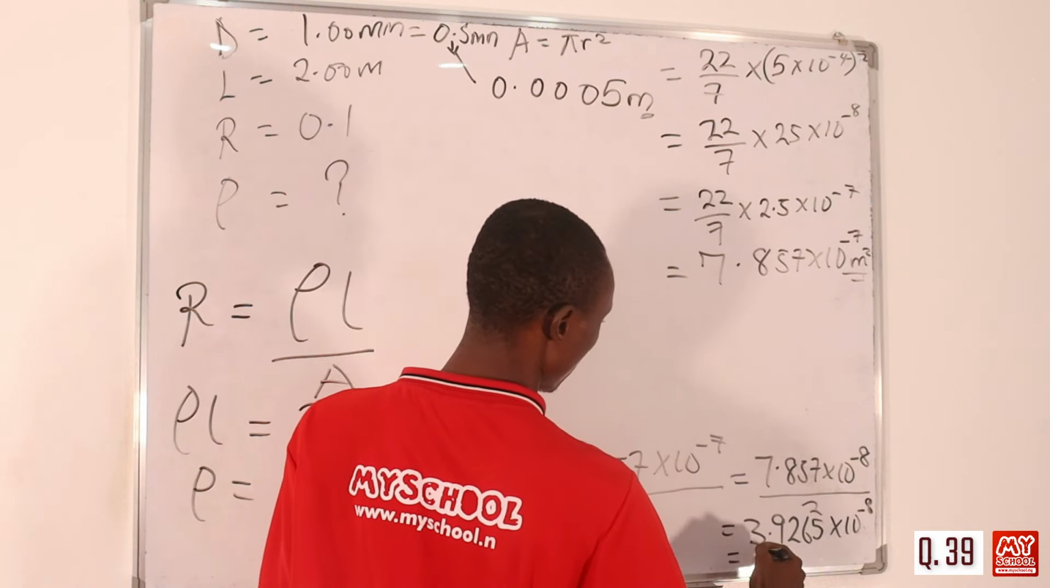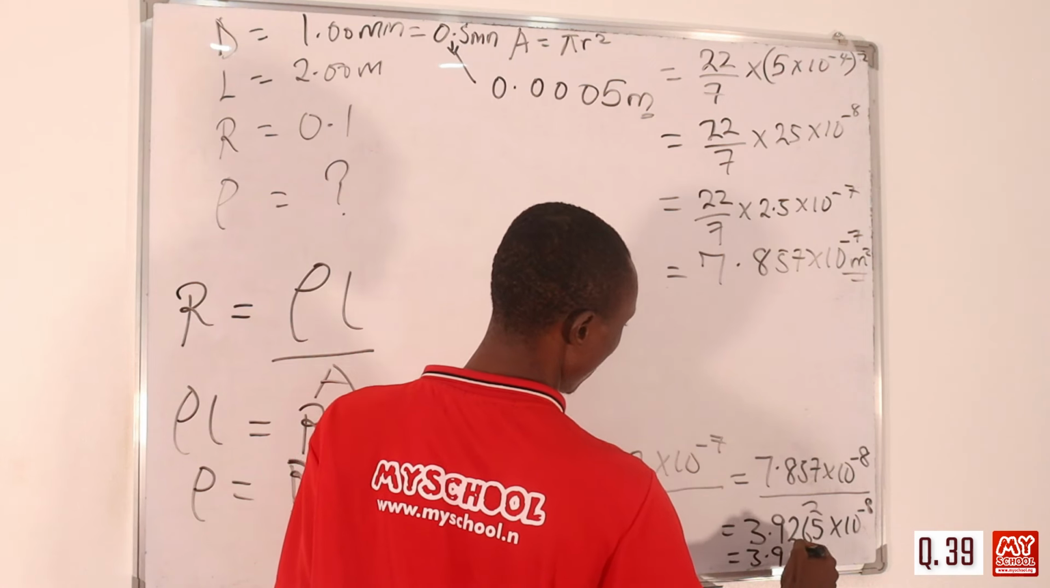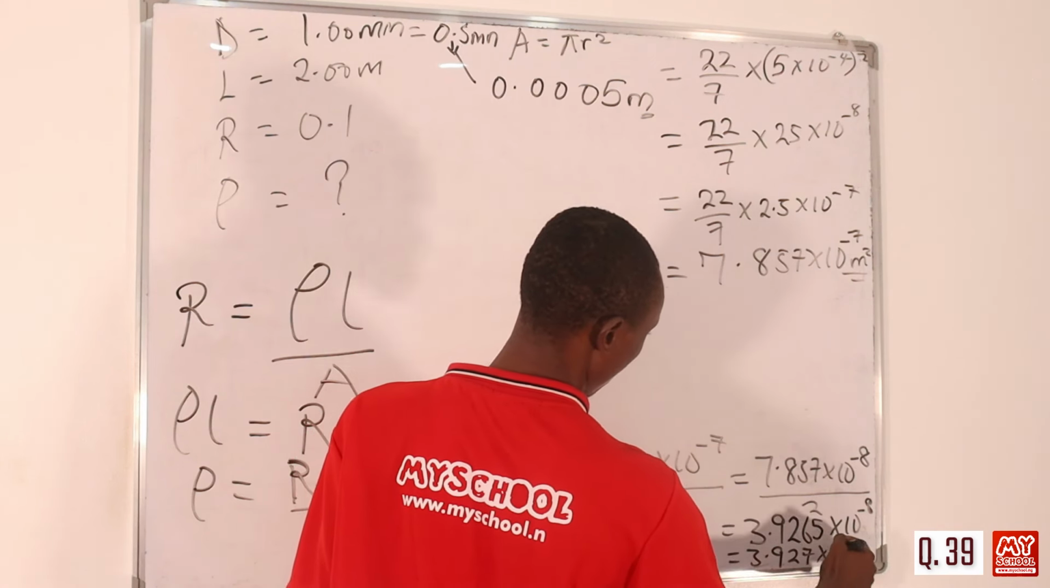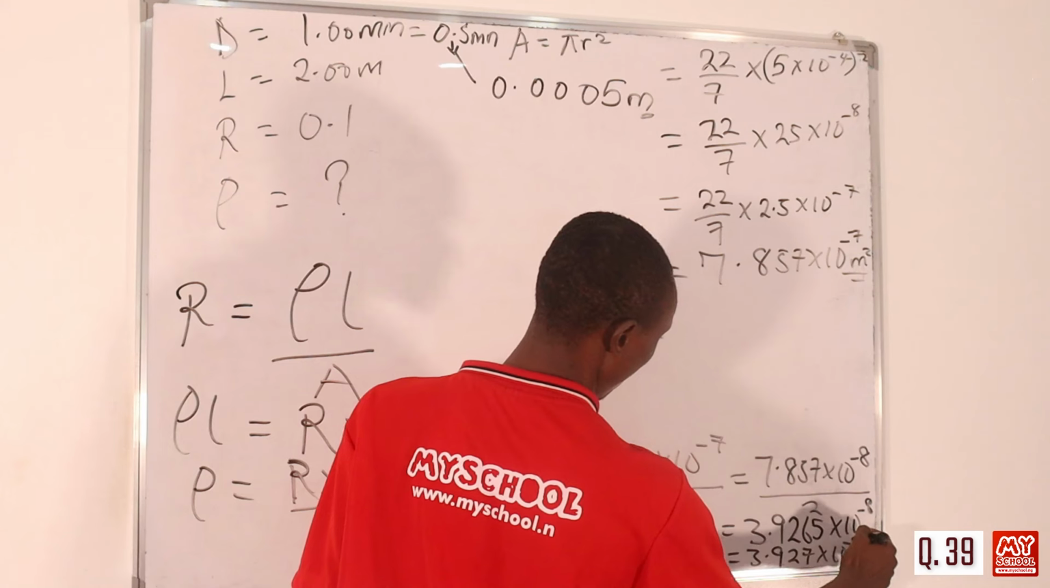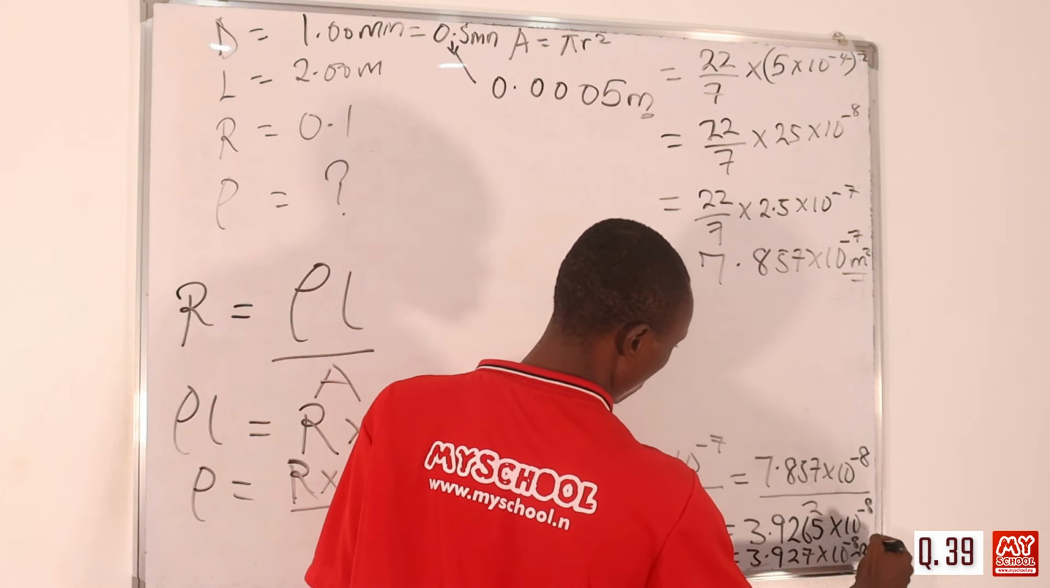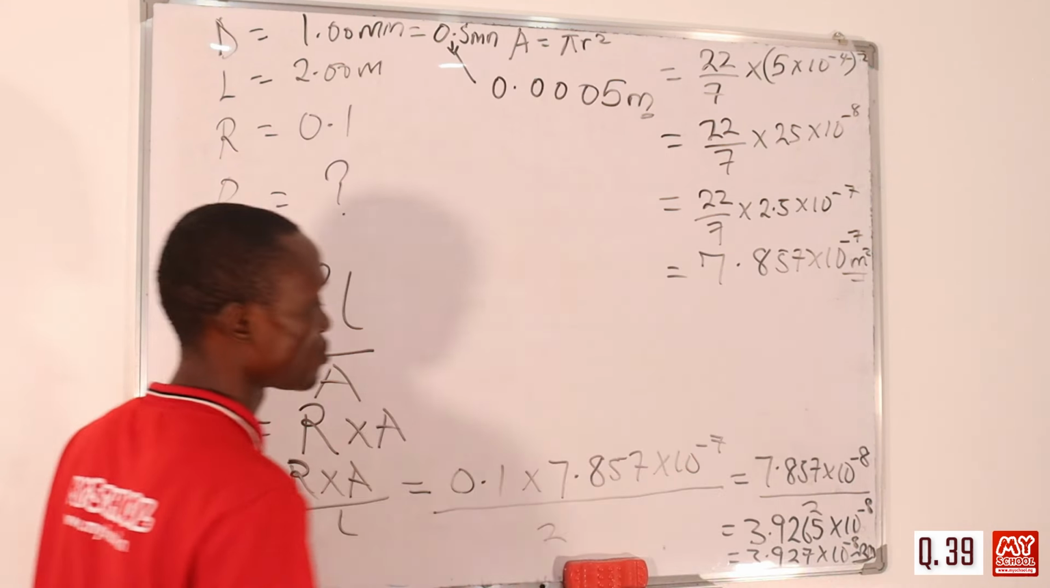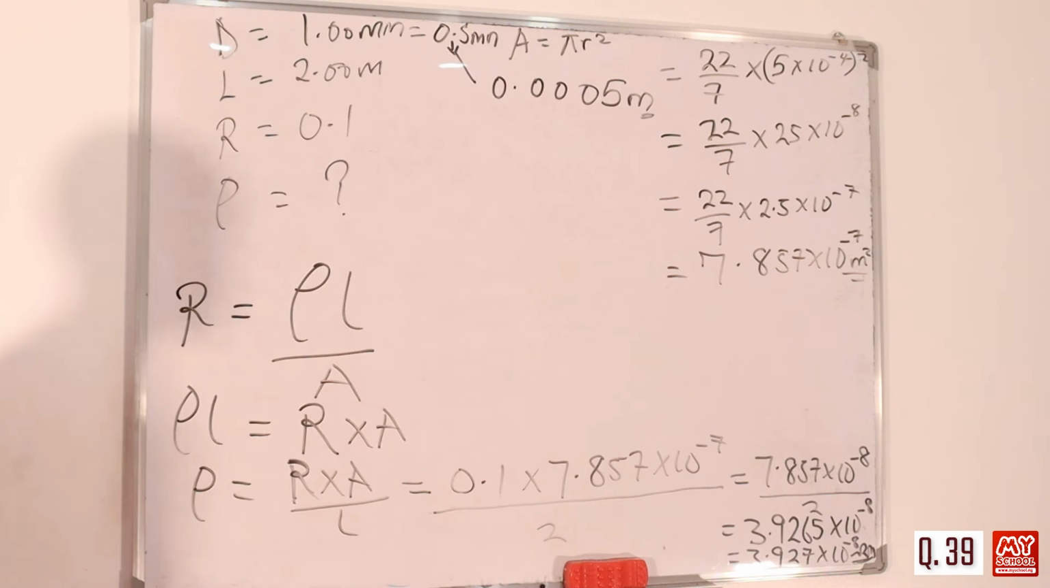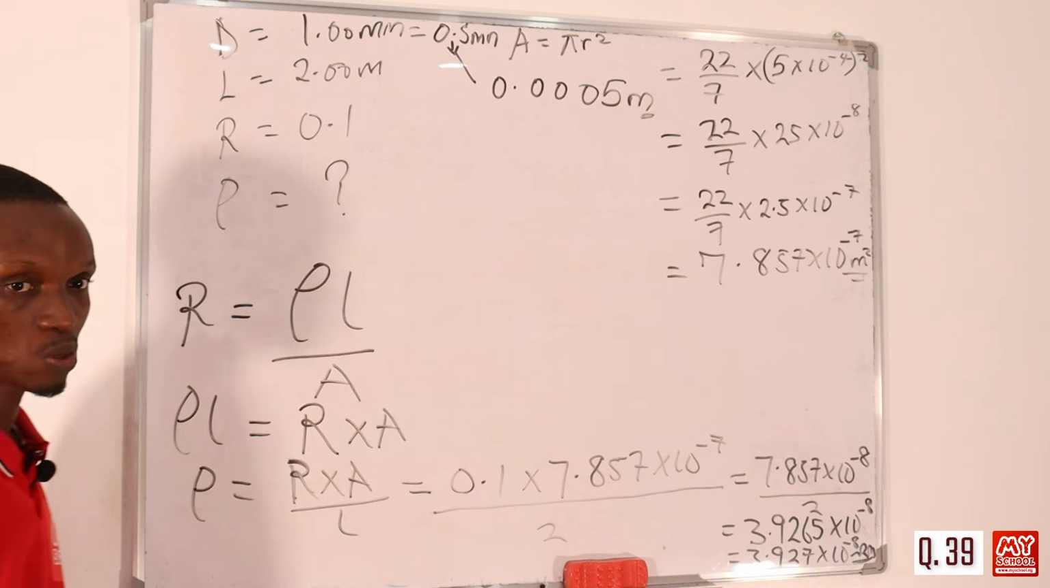So we can reduce this to be 3.927 times 10 raised to power minus 8 ohm meter. So the value of the resistivity is 3.927 times 10 raised to power minus 8 ohm meter.